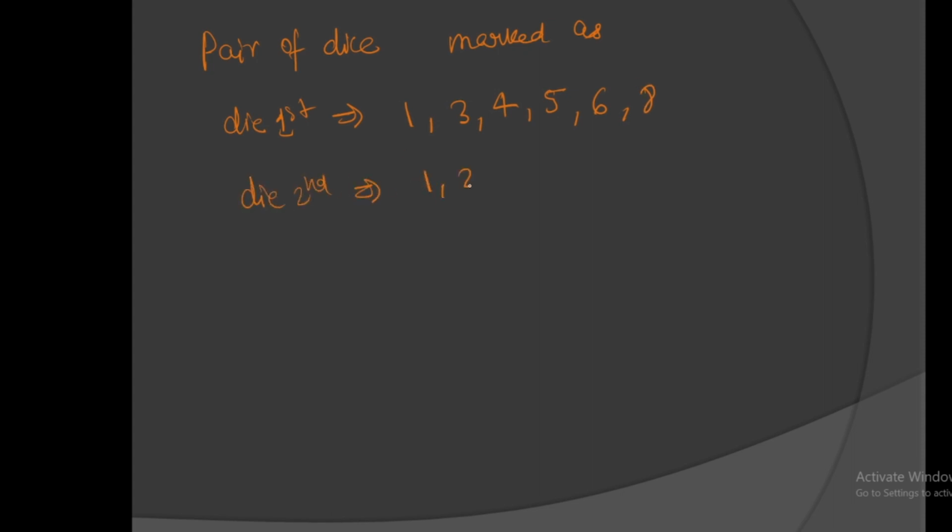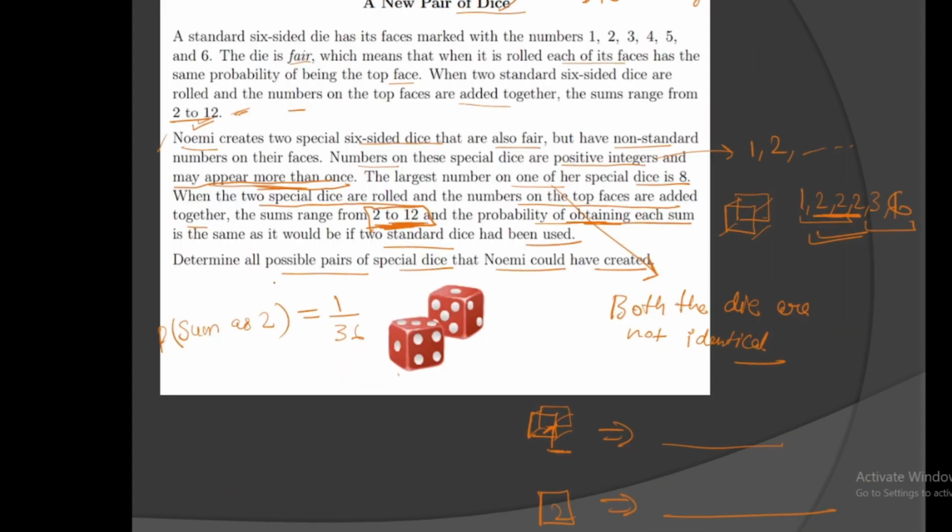We will be having the pair of dice marked as: die first will be how much? It is 1, then 3, then 4, then 5, then 6, then 8. And die second we have 1, 2, 2, 3, 3, and 4, right? So these are the unique pair of dice that Noemi has created. Determine all the possible pairs, I have already written previously. So there is only this unique pair of dice that Noemi would have created.